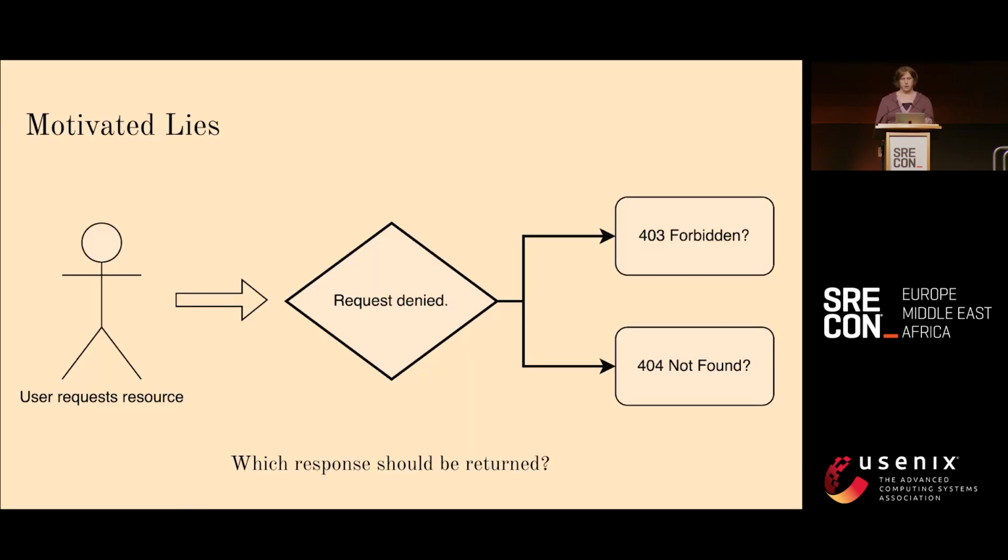Suppose a user requests a cat picture from the system that we built earlier, but they don't have access to it. Should we return a 403 forbidden error or a 404 not found? Well, the truth would be to return a 403. We'd like our system to behave truthfully, right? But if we do that, we end up revealing a resource's existence, which can have security or even legal implications. It might be better to actually lie instead.